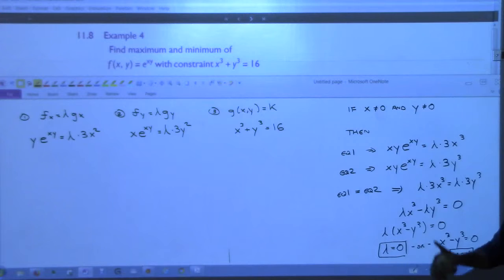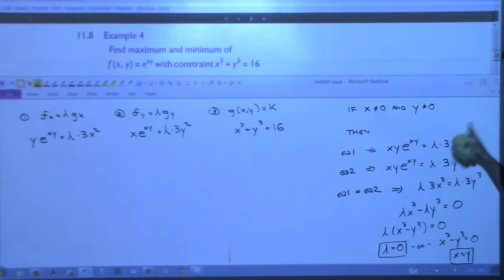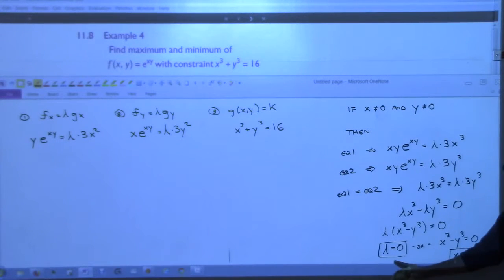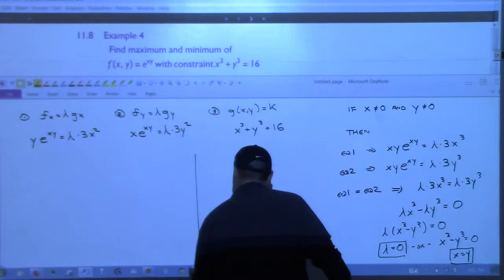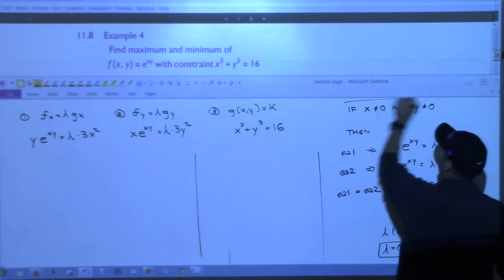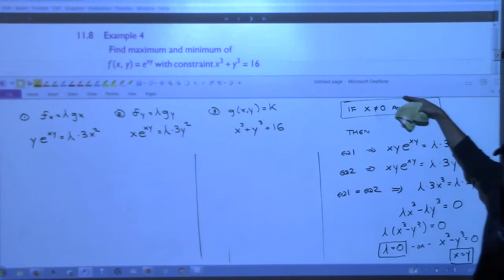Okay. If x and y are both not 0, what we know is that lambda can be 0 or x can be equal to y, one of these. So now I have to look at both of those cases. Let's start with lambda being 0. Okay? Let's start with lambda being 0. So I'm continuing my thought here. I'm still working within this framework, right? I'm still under this assumption to begin.